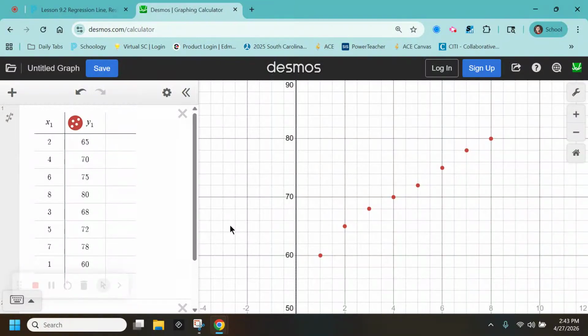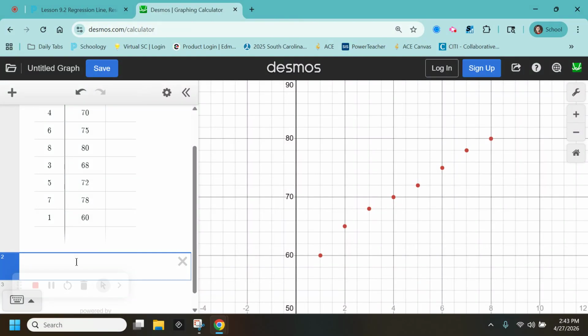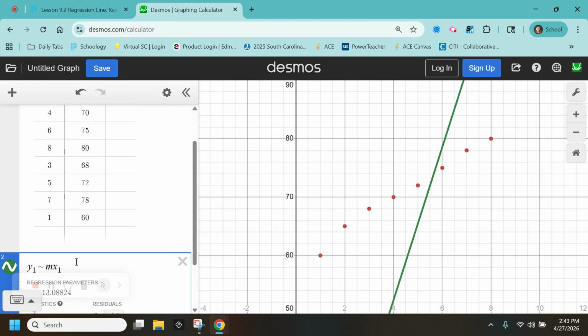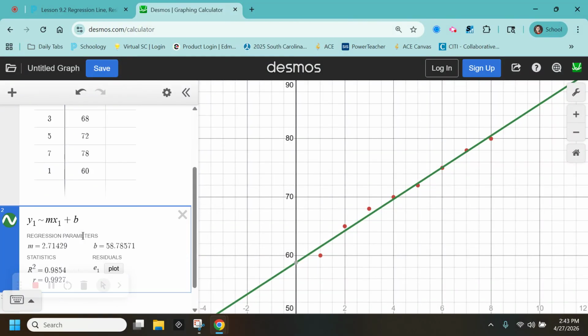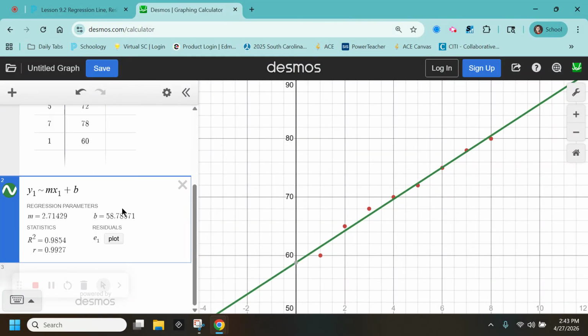In Desmos, we can actually create a graph of our residuals to help us determine if our linear model is our best fit. So once you have your data points in your table, we're still going to type in the equation y1 ~ mx1 + b. And that's going to give us that linear regression or line of best fit.